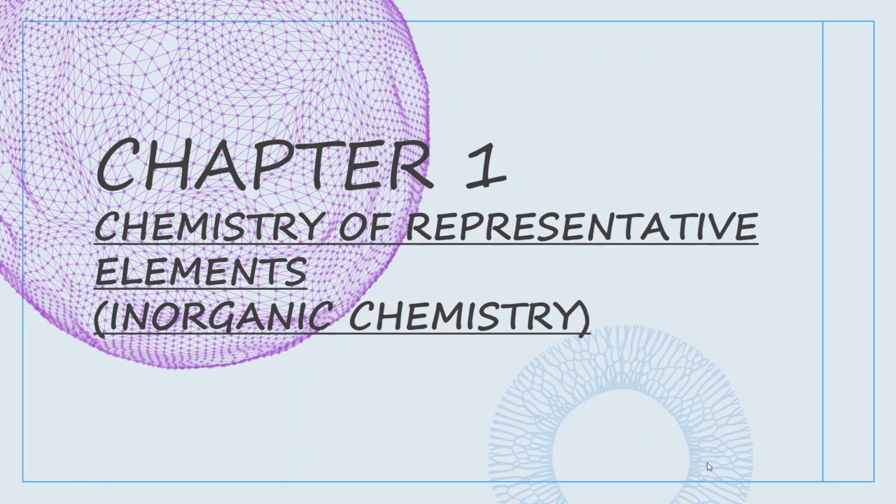The topic for today is chapter 1, Chemistry of Representative Elements, which is part of inorganic chemistry. Today we will study the group trend for the electrical conductivity, oxidation state, and melting and boiling point for the representative elements.